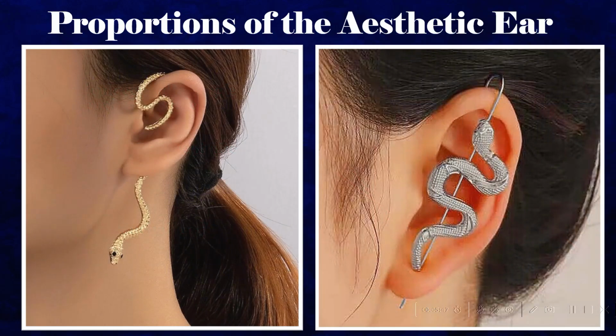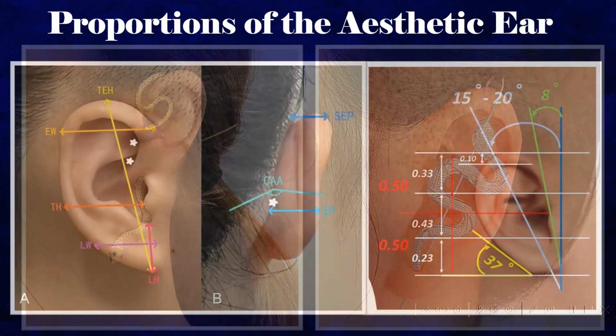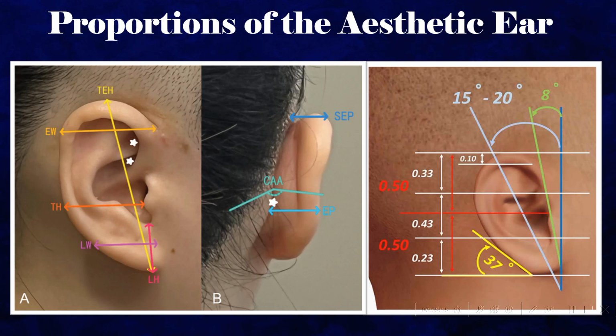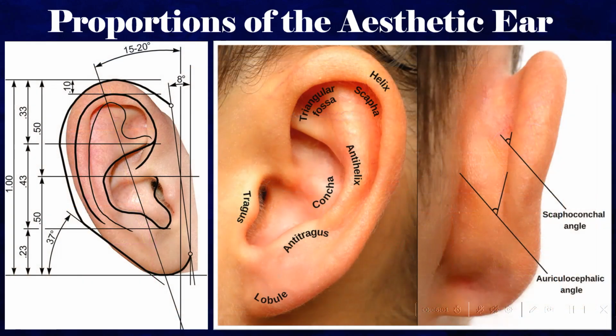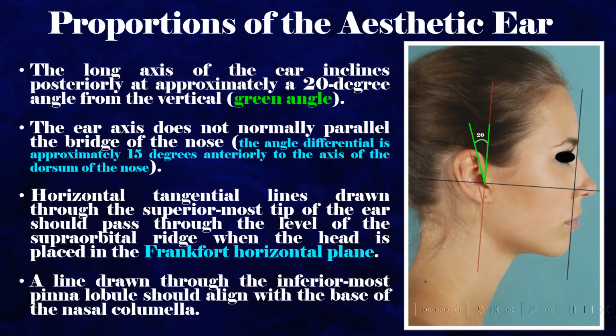Proportions of the aesthetic ear. The long axis of the ear inclines posteriorly at approximately a 20-degree angle from the vertical, green angle. The ear axis does not normally parallel the bridge of the nose. The angle differential is approximately 15 degrees anteriorly to the axis of the dorsum of the nose.